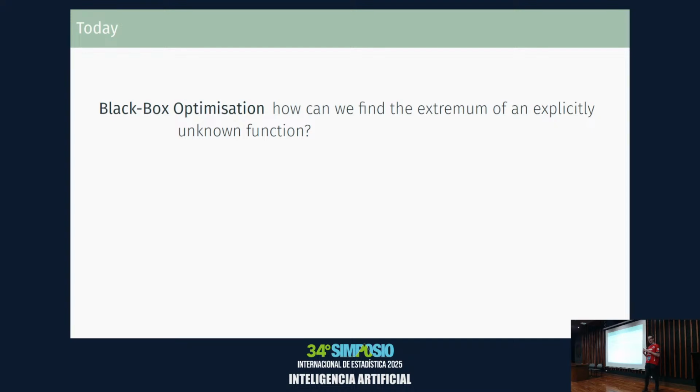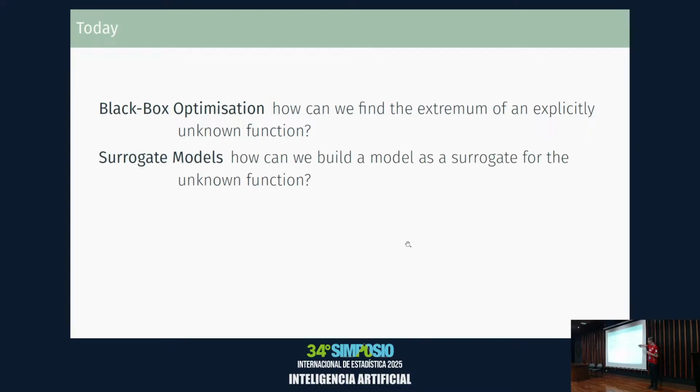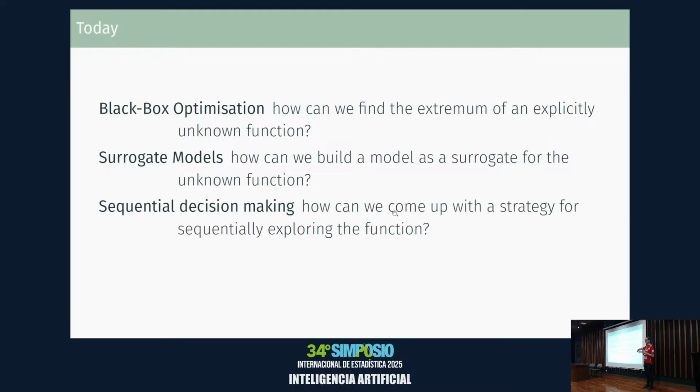I don't know the functional form of this, but I can query the function, right? And we want to find the minimum of this. We're going to use this through building surrogate models or emulators. This is where we're going to take all the stuff that we talked about so far, and then we're going to do sequential decision making in these models. We are going to take the data acquisition process as a modeling itself, right?